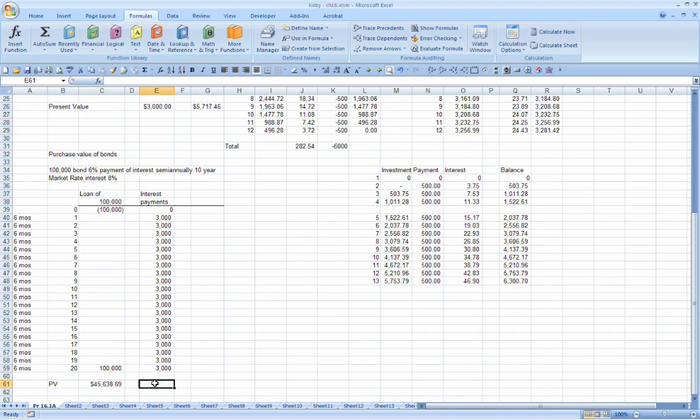What's the present value of my annuity of payments? Equals present value. My interest rate again is 0.08, still the market interest, divided by 2, because there's 2 periods per year, comma, number of periods is 20, comma, my payment is now $3,000, because I calculated that based on the 6%, the amount they're really going to pay me, 6% of 100,000, comma, future value, I don't know what it is, it's going to tell me that, and parentheses.